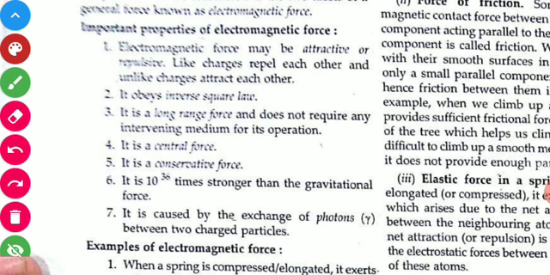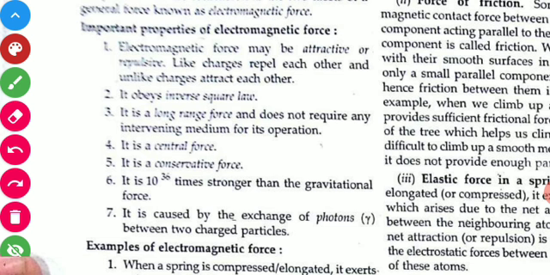As we discussed in the last video, the gravitational force is due to the exchange of a particle known as graviton. This force is due to the exchange of a particle, and the name of the particle is photon. Always remember, the gravitational force is due to the exchange of graviton, and the electrostatic force is due to the exchange of the particle photon.